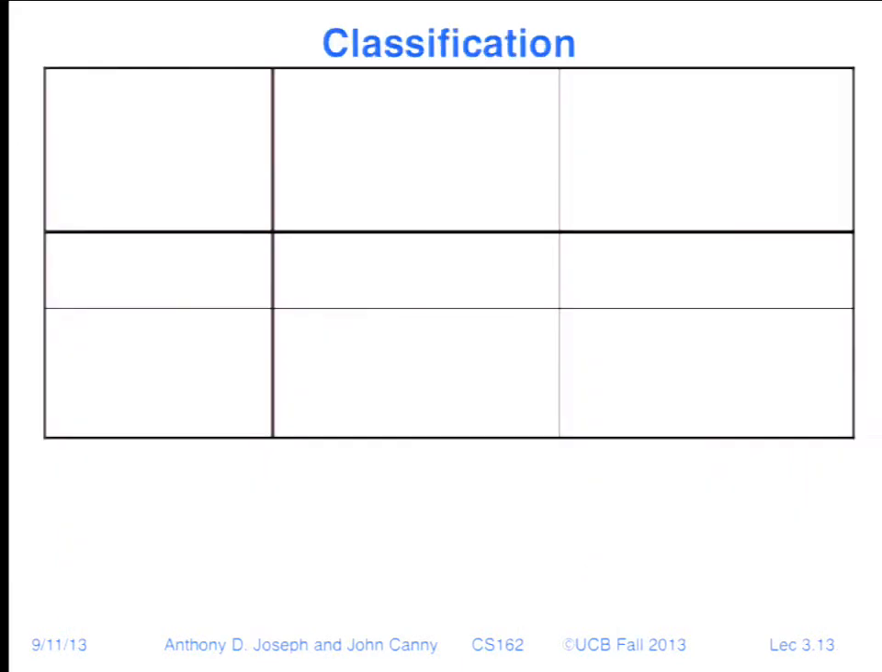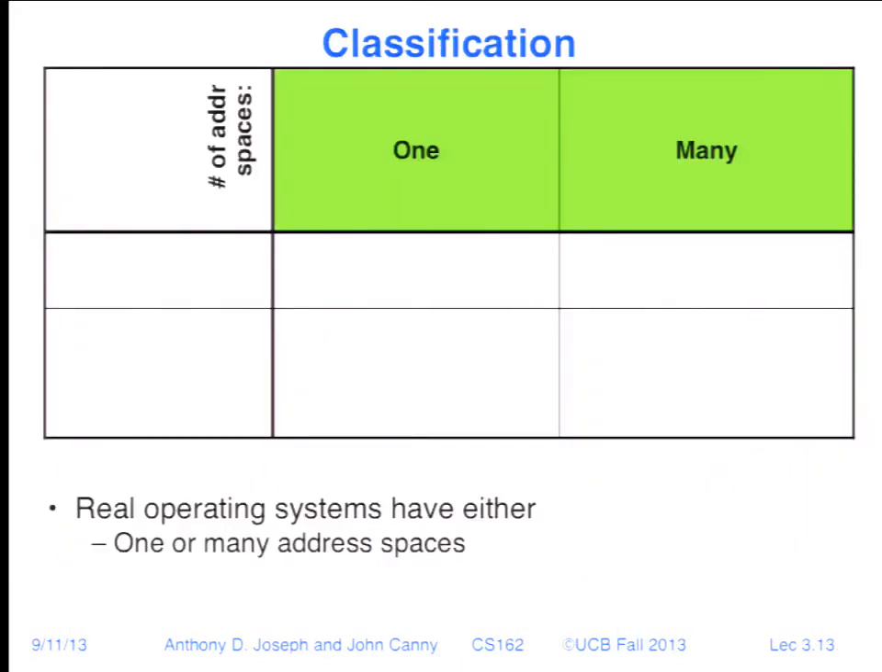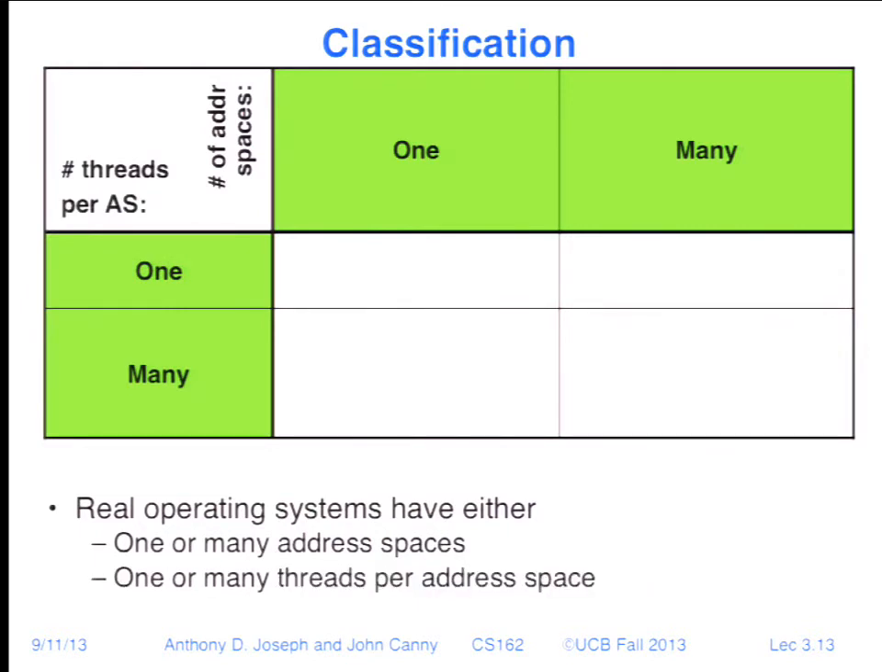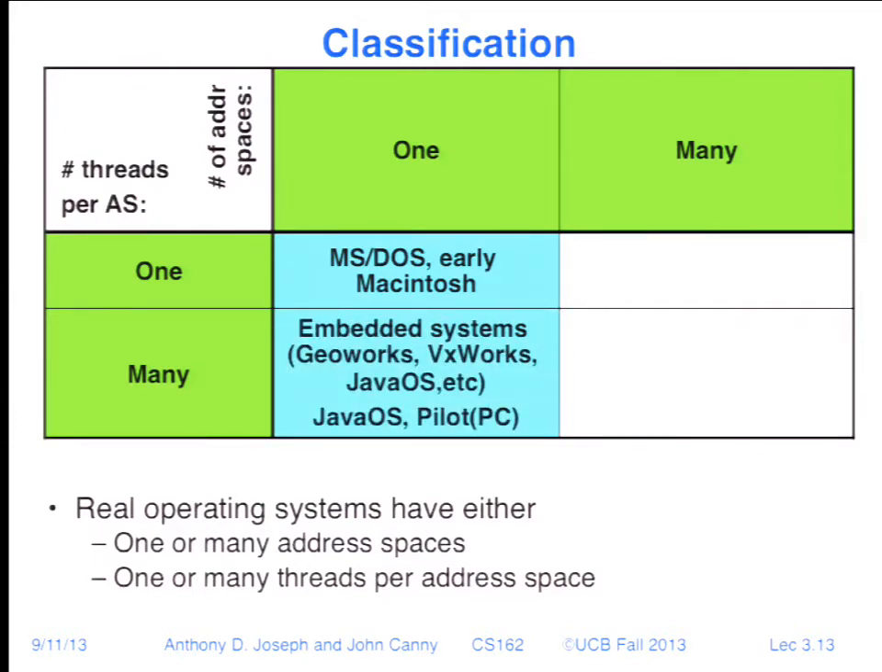All right, so we did a classification last time of operating systems based on number of address spaces, which is basically number of processes, and then whether or not they supported multiple threads per address space. In other words, multiple threads per process. So early operating systems only had a single thread, not even really processes. A lot of embedded systems emphasize threads over processes, running really just one process that has many threads in order to minimize the consumption of memory.